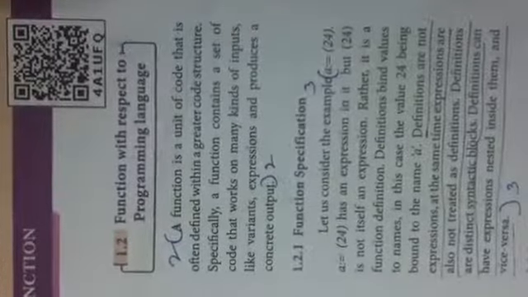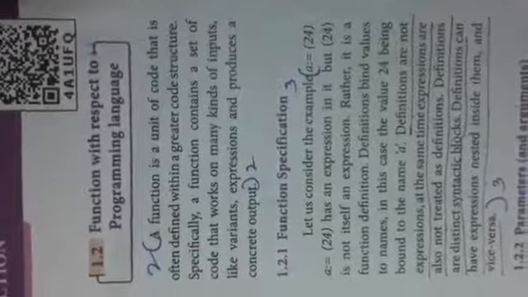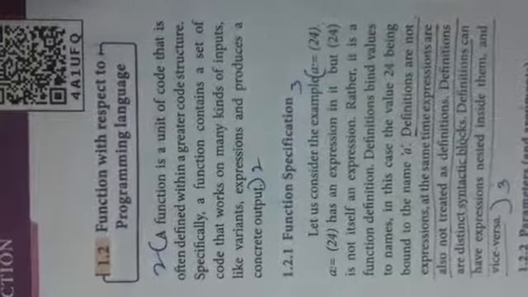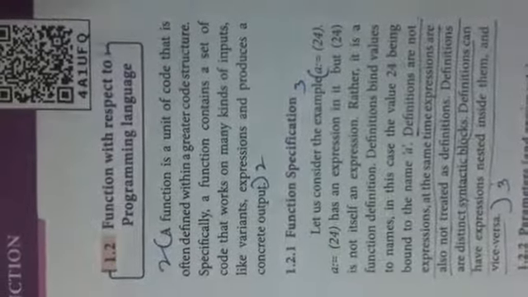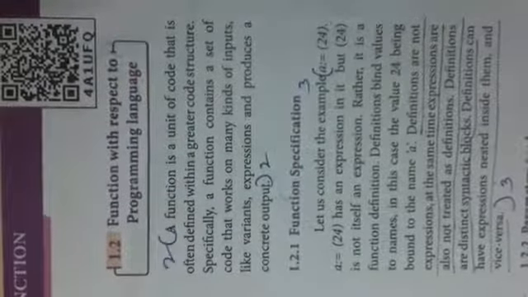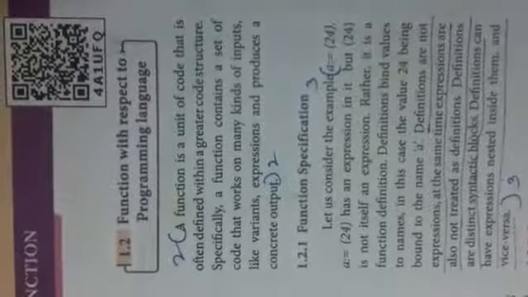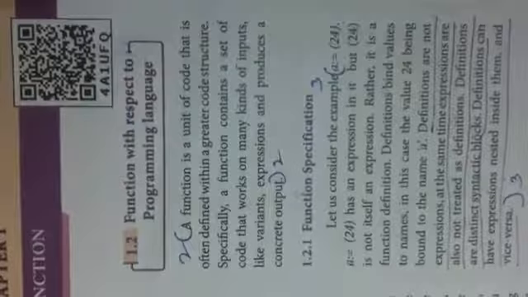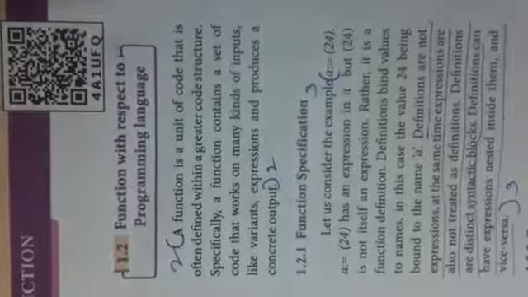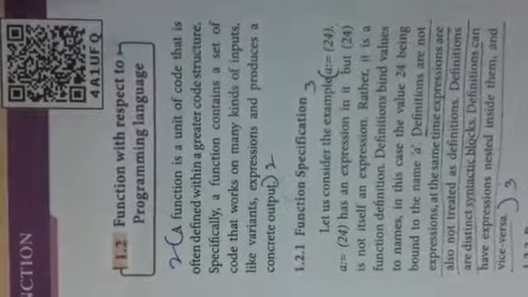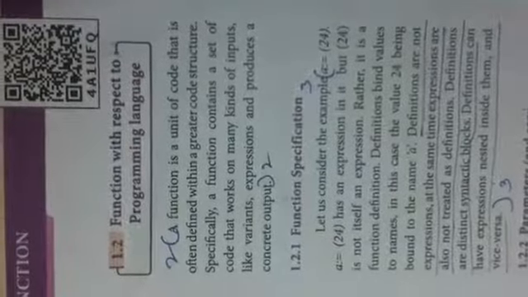So the next topic is function. A function is a unit of code that is often defined within a greater code structure. A function contains a set of code that works on many kinds of inputs like variants and expressions and produces a concrete output. Then for function specification, we have to define a parameter and argument for the function. Parameters are the variables in the function definition and arguments are the values which are passed to the function definition.